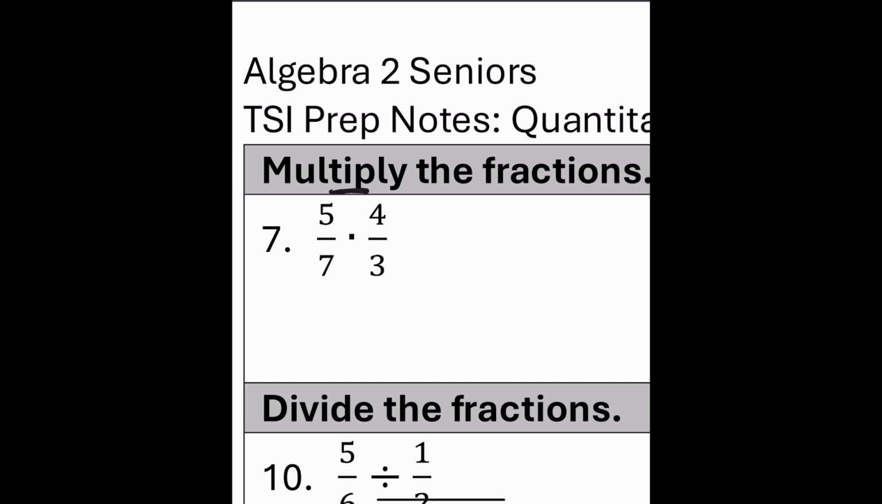So we multiply across, we have 5 times 4. That's 20, and 7 times 3, that's 21. Can I reduce this? No, so 20 over 21 is my answer. How easy was that? Right, that's all you have to do.